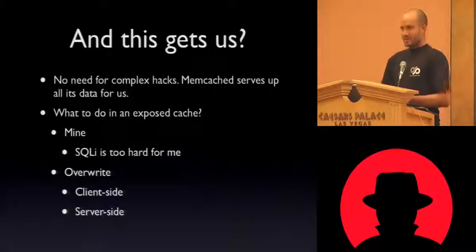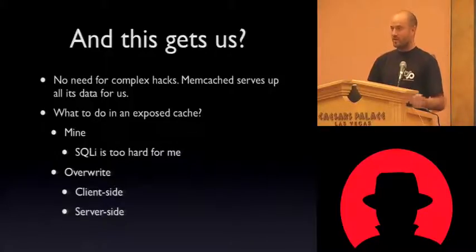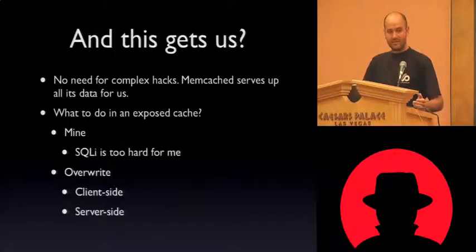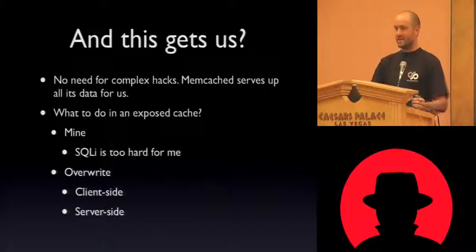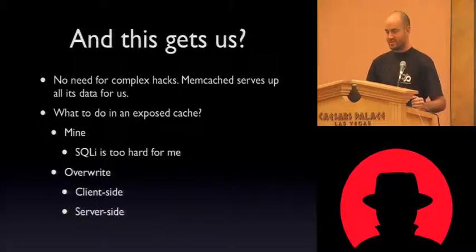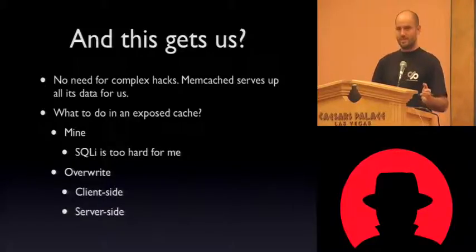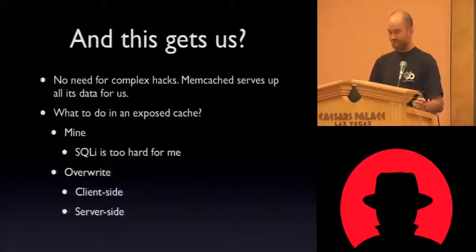So this allows us to start pulling data from Memcached servers around the internet. And we don't actually have to go with any kind of complex hacks here. Literally, follow the protocol, you get access to the data. And so the question then becomes, what can you do with caches that you do find that are exposed? There are two options in general. The one is to mine the cache, extract all the data that you can out of it. Possibly you may find interesting stuff in there. And we'll talk a little bit about that.